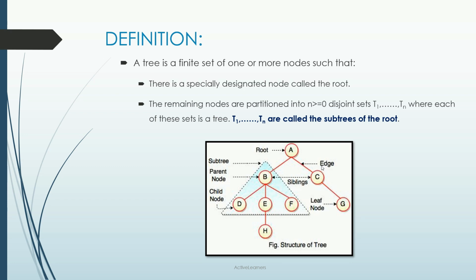And if you take the non-terminal nodes, you will have the degree. For example, the degree of the node B is 3, the degree of the node E is 1 and the degree of the node C is 1. So we can define a non-terminal node as a node which has a degree other than 0, right?